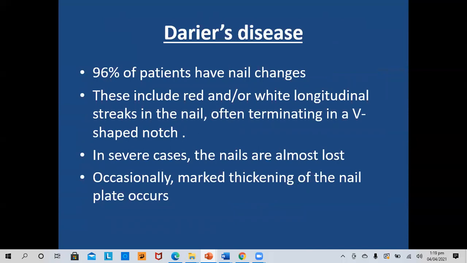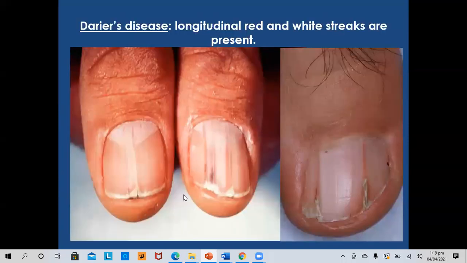Darier's disease. 96% of patients of Darier's disease will have a nail change. This mainly includes red or white longitudinal streaks terminating in a V-shaped notch. In severe cases, nails are lost. Occasionally, marked thickening of the nail plate occurs. You see the longitudinal streaks and the notching at the distal edge of the nail.